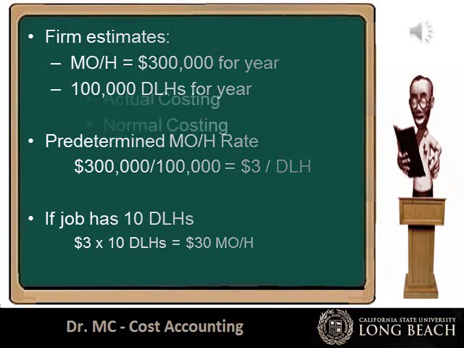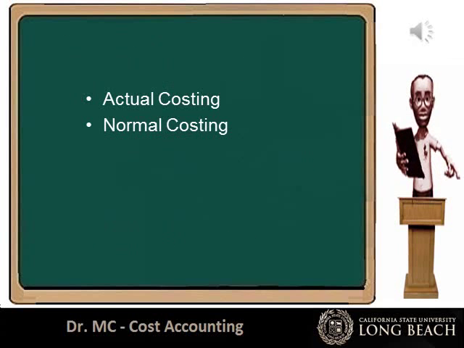When a firm charges a job for its actual direct materials, direct labor, and manufacturing overhead, it is called actual costing. When a firm charges a job for its actual direct materials and direct labor, but applies overhead using a predetermined overhead rate, it is called normal costing.